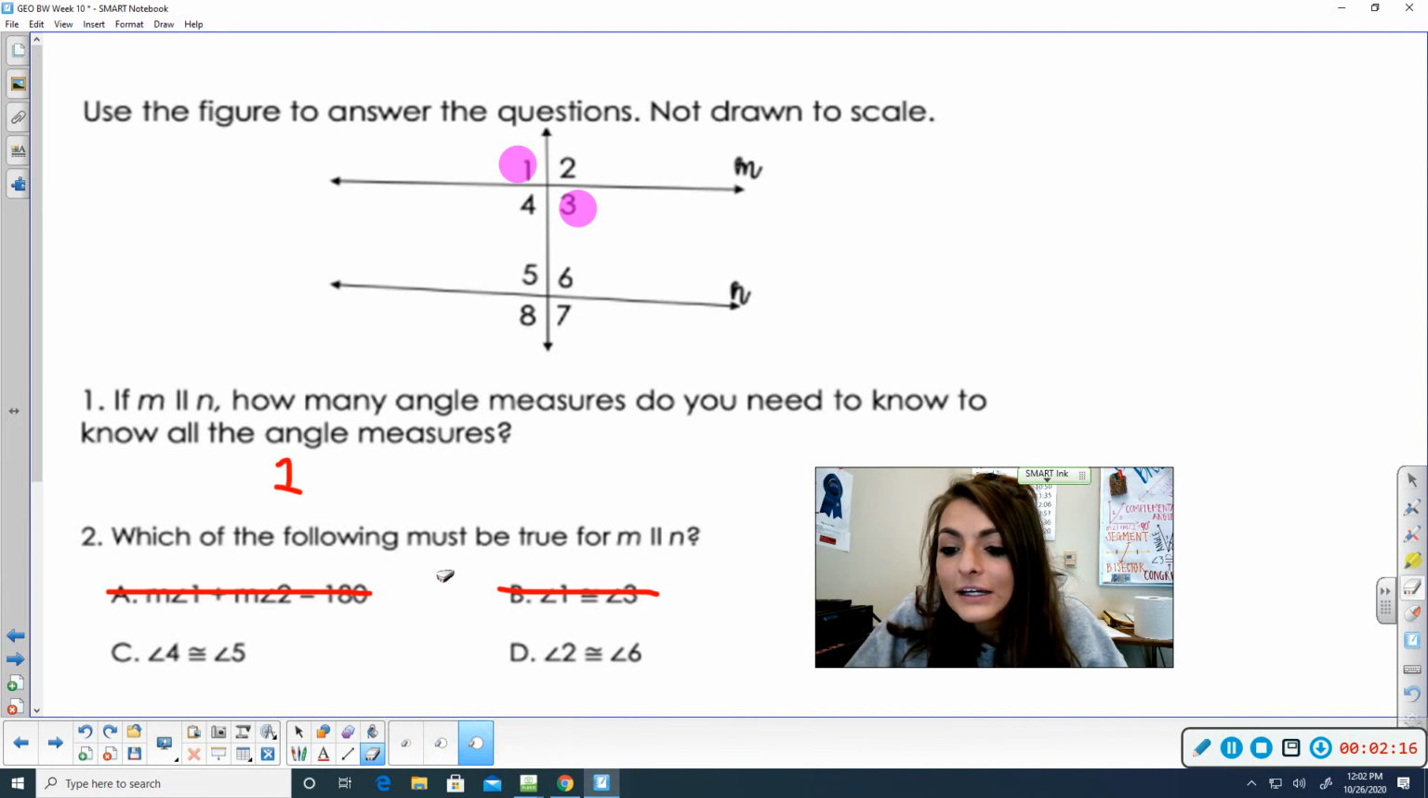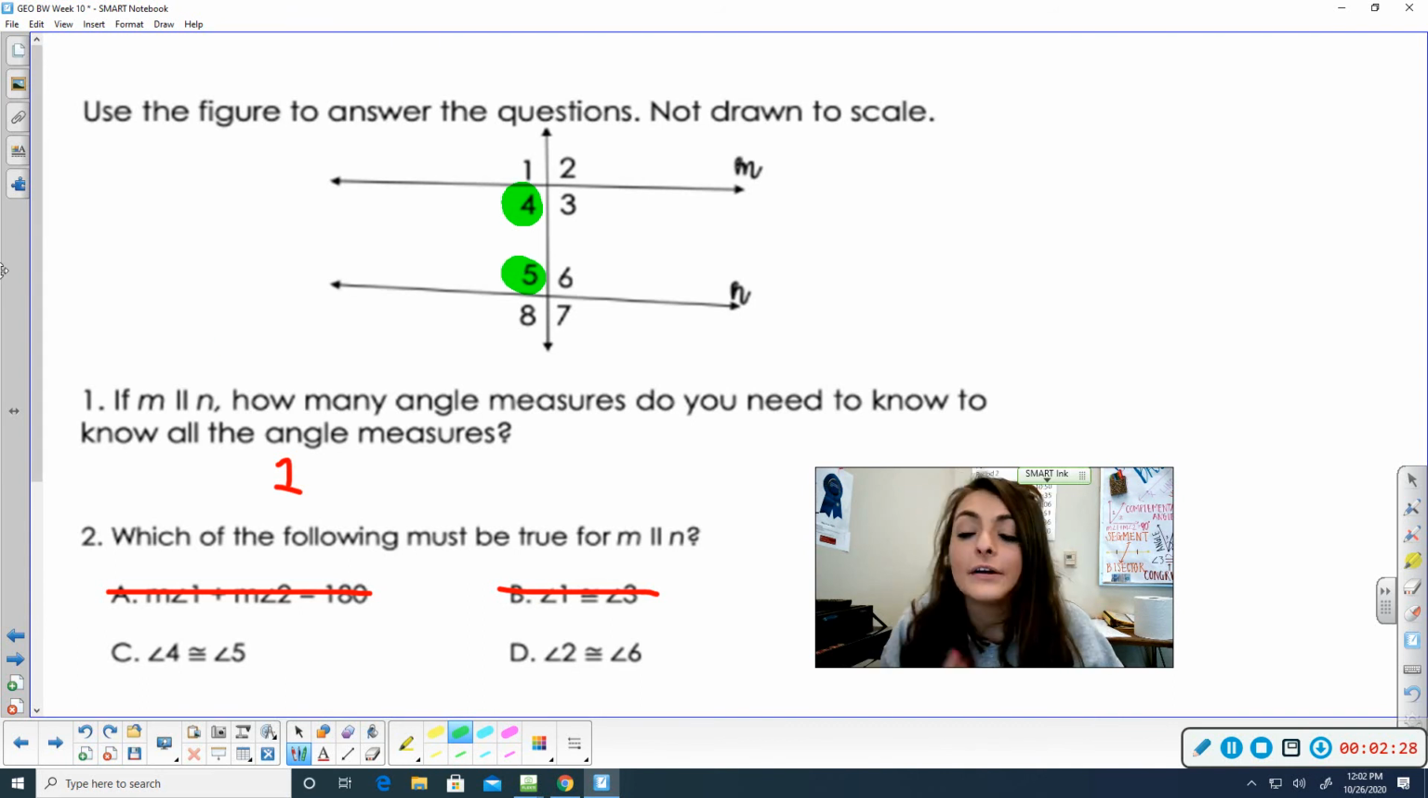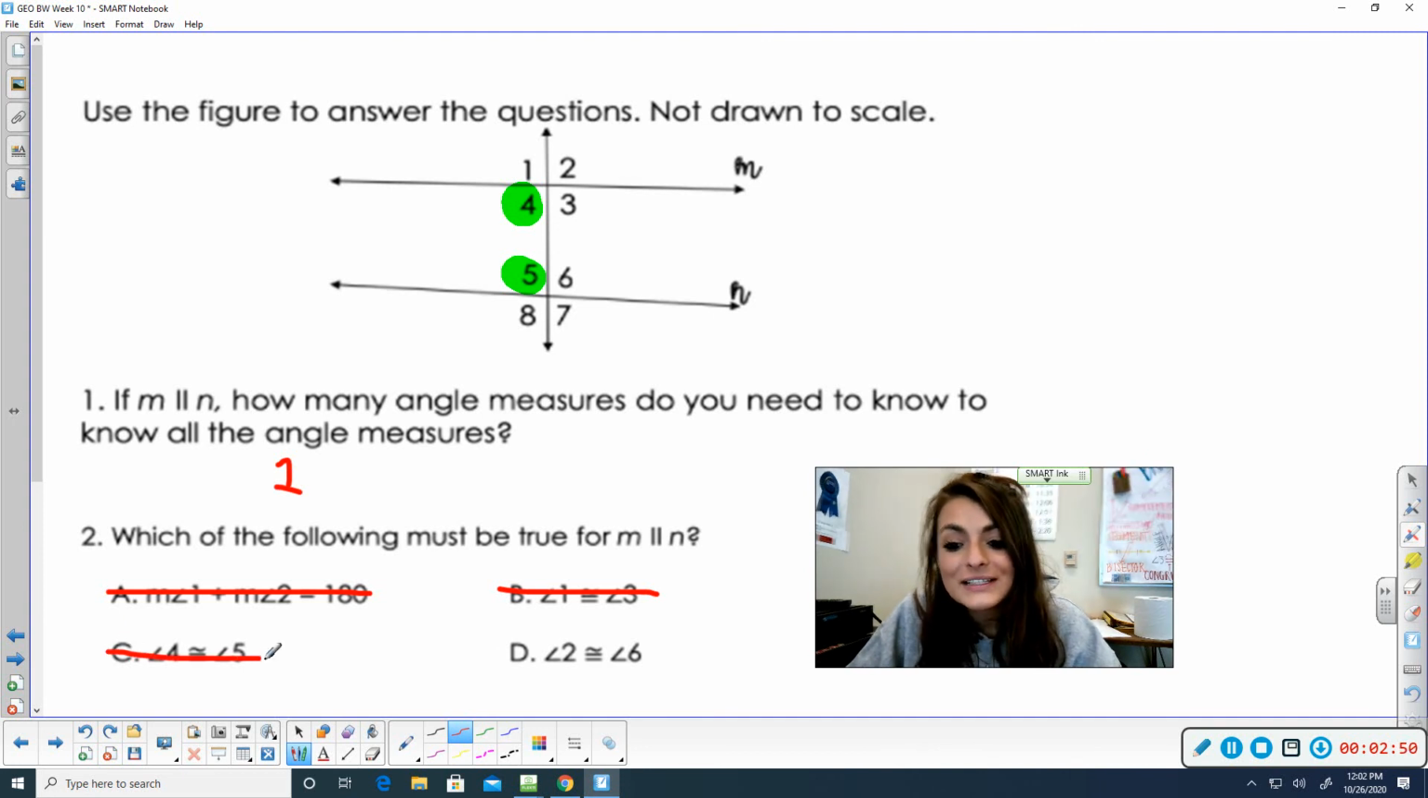Letter C, angle 4 must be congruent to angle 5 in order for M and N to be parallel. So let's find angle 4 and angle 5 on the picture. Alright, so angle 4 and angle 5 are consecutive interior angles. And we know that when you have parallel lines cut by a transversal, consecutive interior angles are not congruent. So this is not the right answer. For these lines to be parallel, angle 4 and angle 5 would have to be supplementary, which means their measures would add up to 180 degrees. So it is not C.